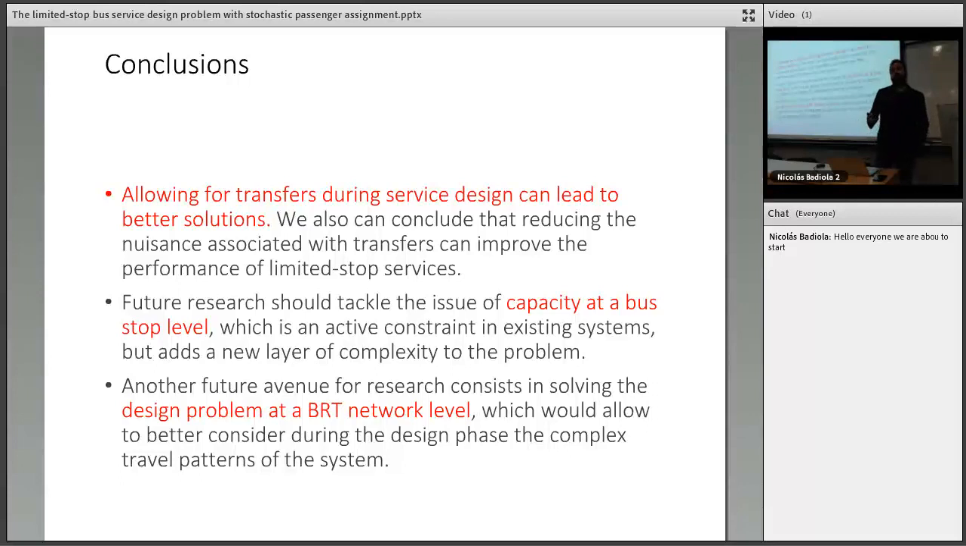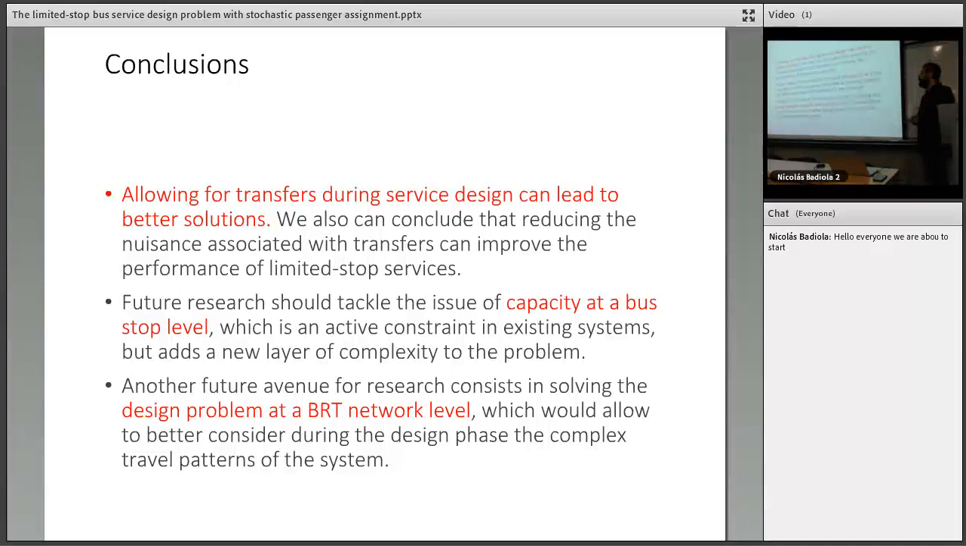And for future research, we want to tackle the issue of capacity at the bus stop level, which is a constraint that is active in practice in systems such as Transmilenio, where you can see that not only the buses are overcrowded, but also the stations, and the bottleneck of the system might be shifting to this part of the problem that we haven't taken into account so far, but we are already working on that with a student, and we expect to be able to show results pretty soon.